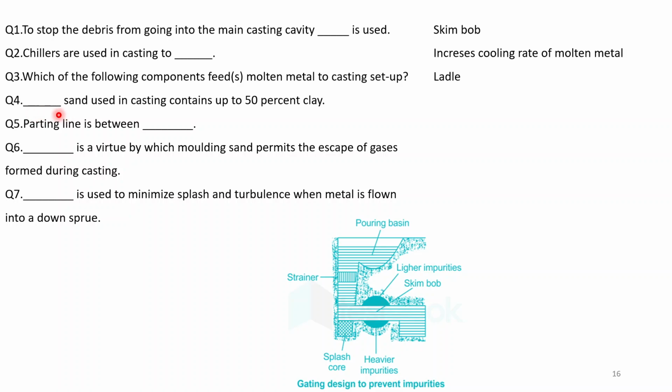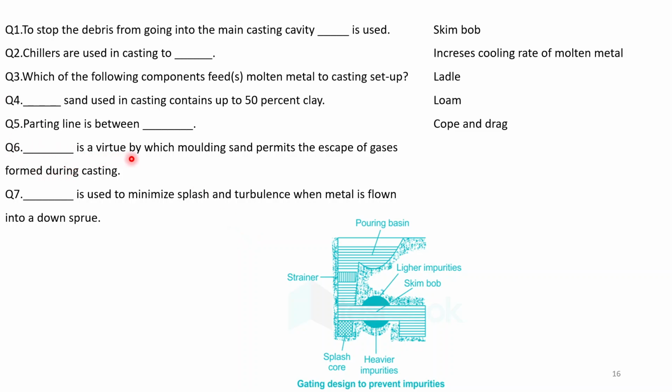Next question is, blank sand used in casting contains up to 50% clay. So the answer will be loam sand. Okay. Next is parting line is in between. So parting line is always kept in between cope and drag.